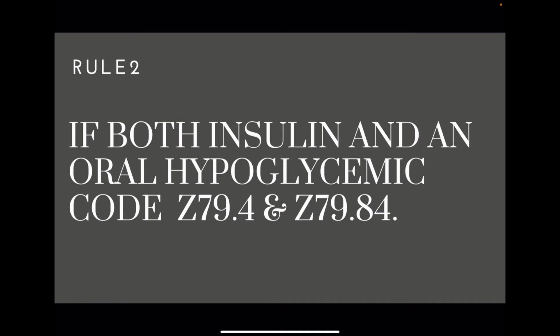Okay, so rule number 2 is that if both insulin and an oral hypoglycemic were prescribed long-term, then you would use both codes. You'd use the Z79.4 for your insulin and the Z79.84 for your oral hypoglycemic. So for instance, if you have a patient on Novolog who's also on metformin, you would report both of these ICD-10 codes for that patient as long as they're both long-term use drugs.